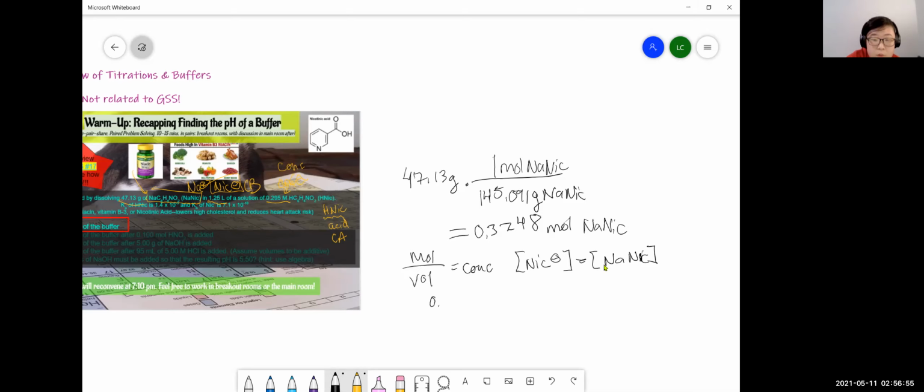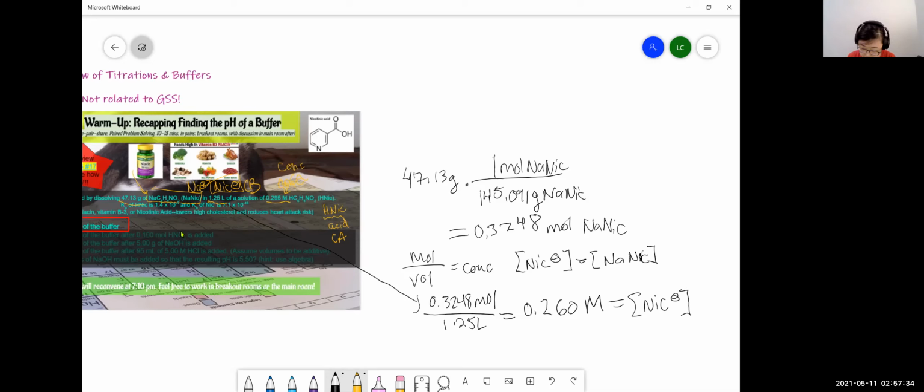So we just need to do 0.3248 moles divided by the volume, which we're given as 1.25 liters right here. When you do that calculation, 47.13 divided by 145.091, you get 0.0260 molar of NiC minus. Sorry, my handwriting might not be the best.